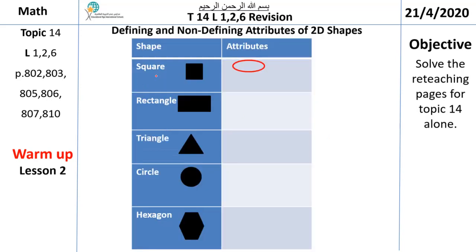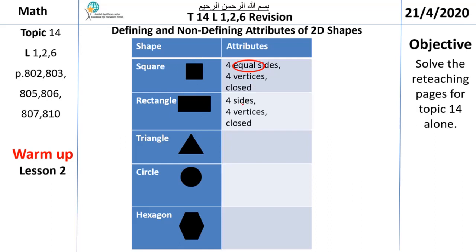Now, in lesson 2, we said defining and non-defining attributes. So we said that all of these 5 shapes have some defining attributes and some non-defining attributes. The defining attributes are the ones that we said, in addition to that they must be closed. So they have to be 4 equal sides and 4 vertices and must be closed to be a square.